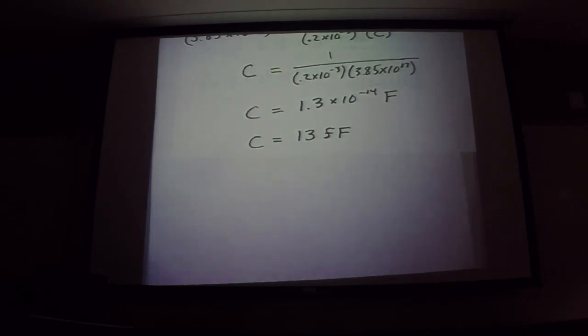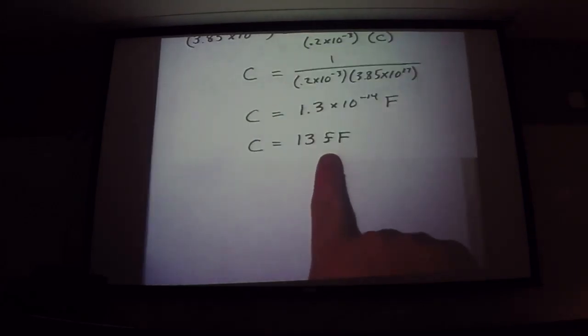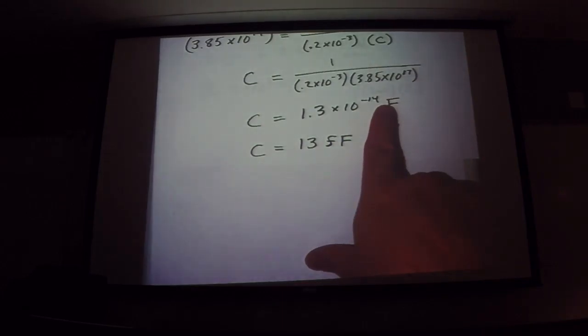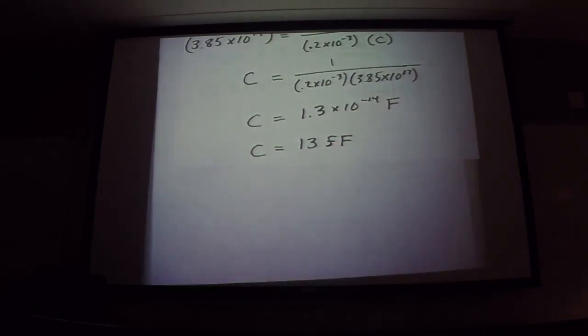10 to the negative 13. 15. That's 10 to the negative 15. So in other words, I moved a decimal over 1 to make that negative 15 instead of negative 14 and then put my femto in there.